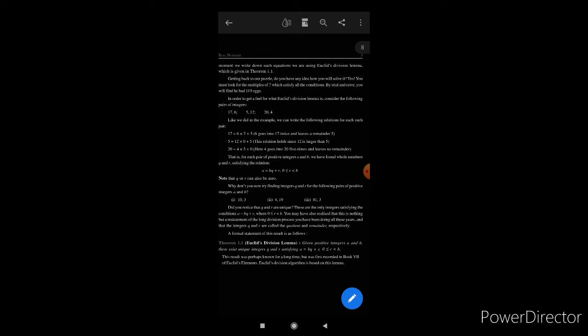That is, for each pair of positive integers a and b, we have found whole numbers q and r satisfying the relation a is equal to bq plus r, where 0 is less than or equal to r, and r is always smaller than b. Note that q or r can also be 0. Why don't you now try finding integers q and r for the following pairs of positive integers a and b?